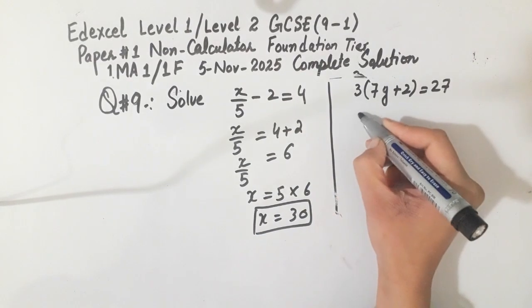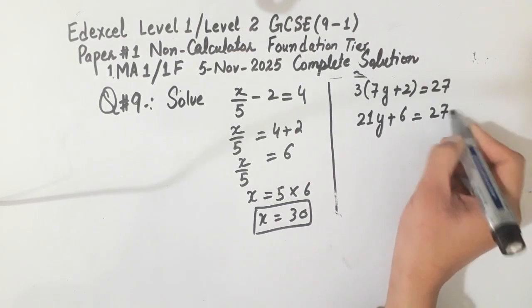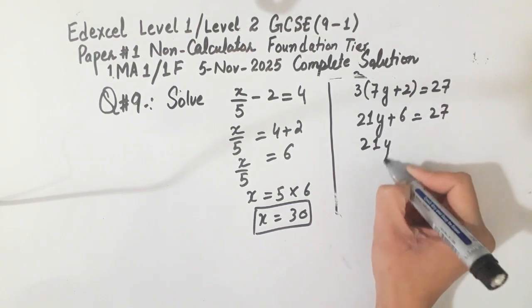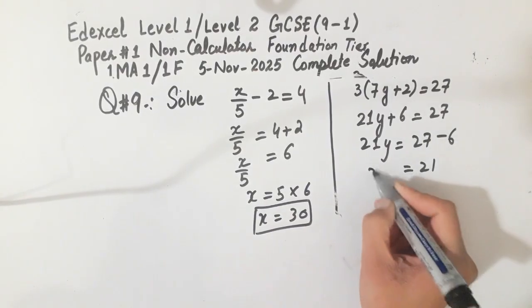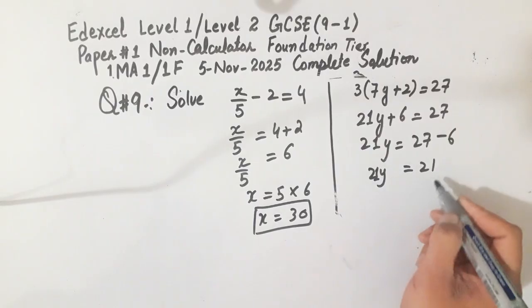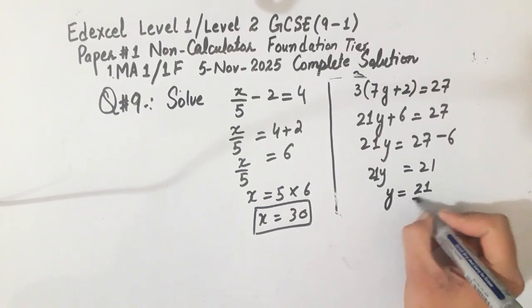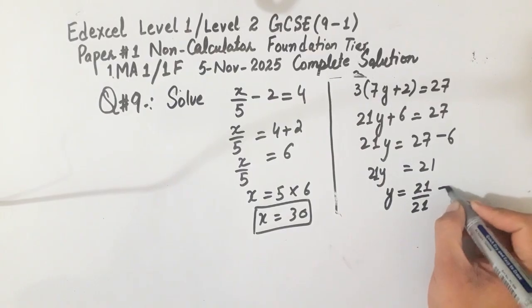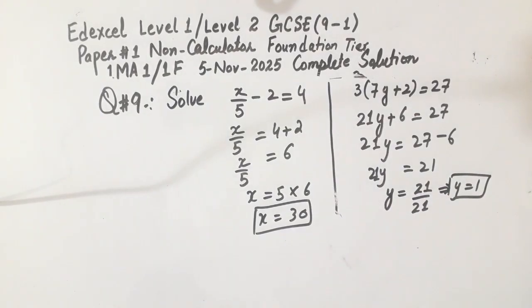Now first multiply 3 into 7 is 21y plus 6 equals 27. Now 21y will equal 27. This is plus, so this will be minus. Now 21 is multiplied here, it will be divided. So we get y equals 21 divided by 21, which implies that y equals 1. So this is the answer.